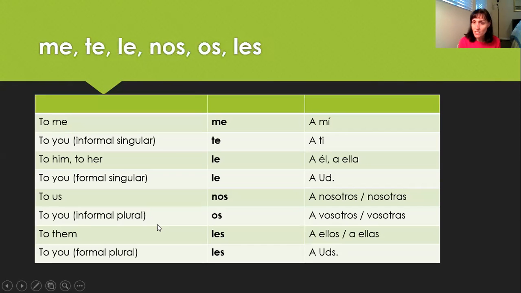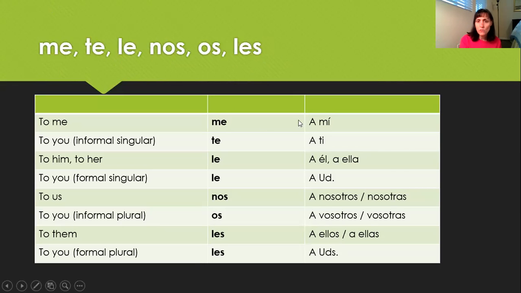So in Spanish, the indirect object pronouns are me, te, le, nos, os, les. If you remember your direct object pronouns, they're pretty similar. Me and te is the same, nos and os is the same. The only difference is instead of lo and la, we have le. And instead of los and las, we have les.